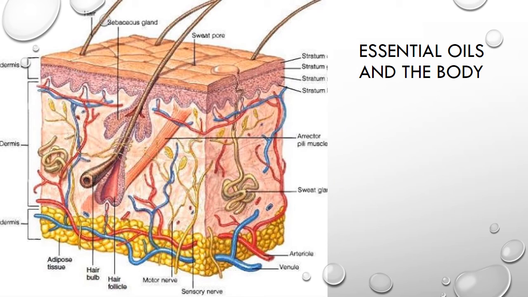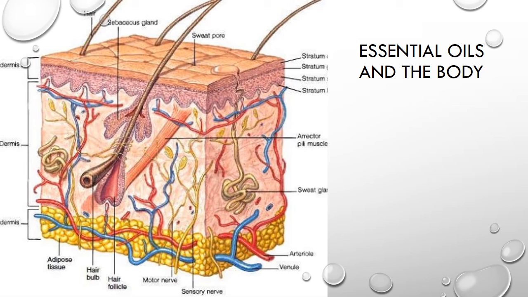Essential oils and the body. This picture is a picture of our skin. The part that looks like tiles is actually the top part of our skin, the part that you can actually see when you touch your skin, and that's known as the epidermis. Then this middle layer is the dermis.